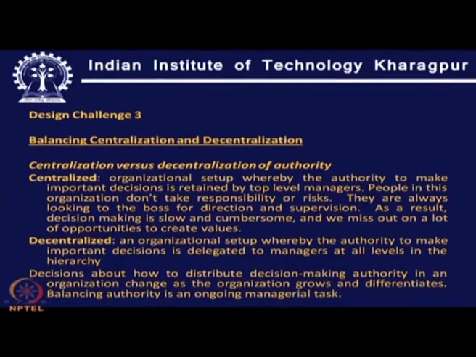Decisions about how to distribute decision making authority in an organization change as the organization grows and differentiates. So, how to balance authority is an ongoing managerial task. Whether to go for an all centralized structure or a mix of centralized and decentralized structure has to be decided as a part of the designing activity.